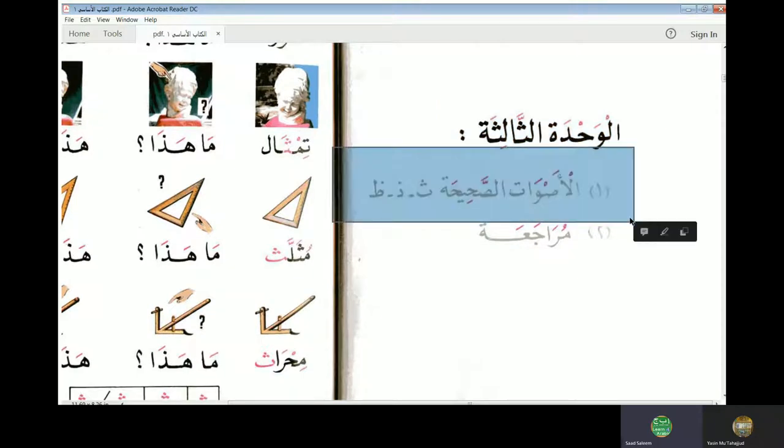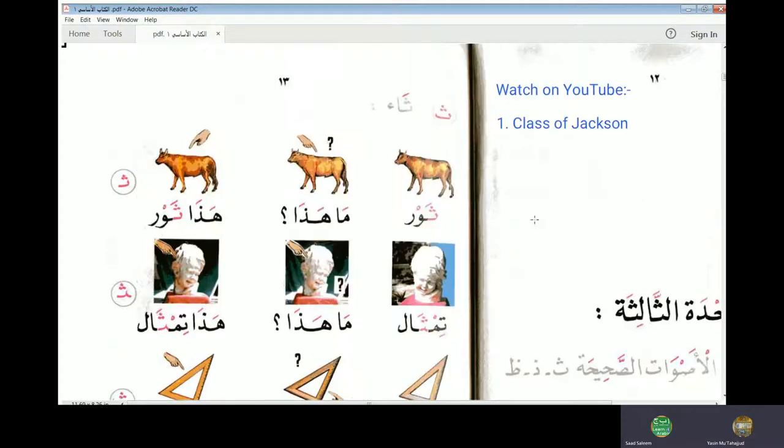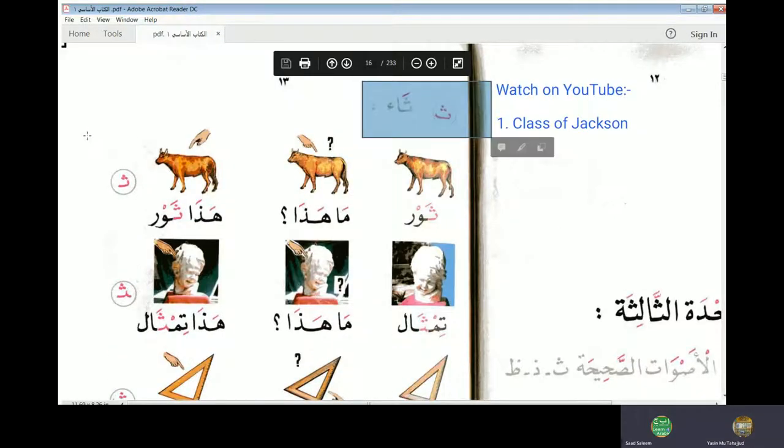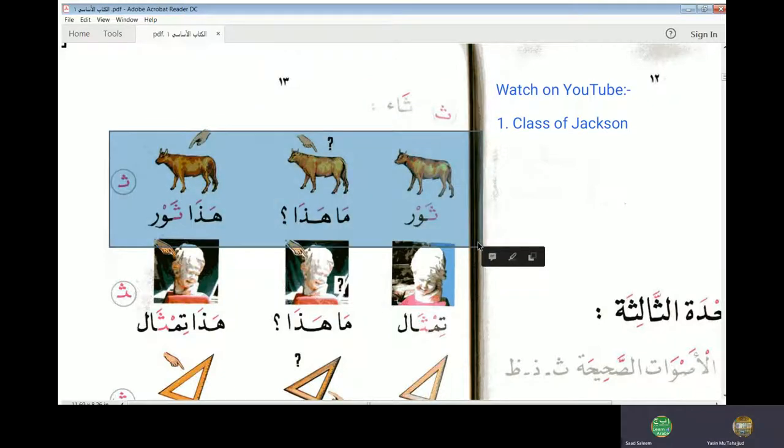Next, third unit: consonant sounds Sa, Za, Zwa. Muraja'a means revision. Next, we have Sa. Who started? Saur. I cannot pronounce that word. Sour. Sour, correct.